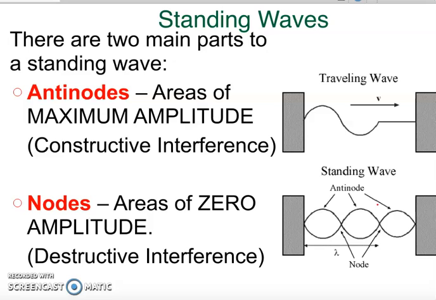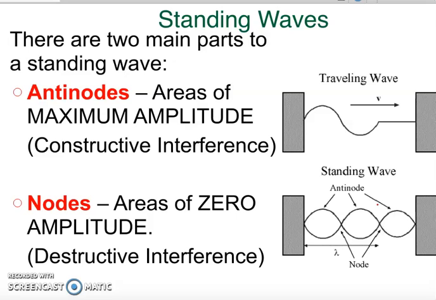Now, there are two parts that make a standing wave unique. A standing wave is going to have antinodes, which are these areas of maximum amplitude or constructive interference, where both wave pulses, their amplitudes add, and it's going to maximize that value. And then destructive interference is going to happen at what we call the nodes. So these points right here, where it looks like the waves are crisscrossing.